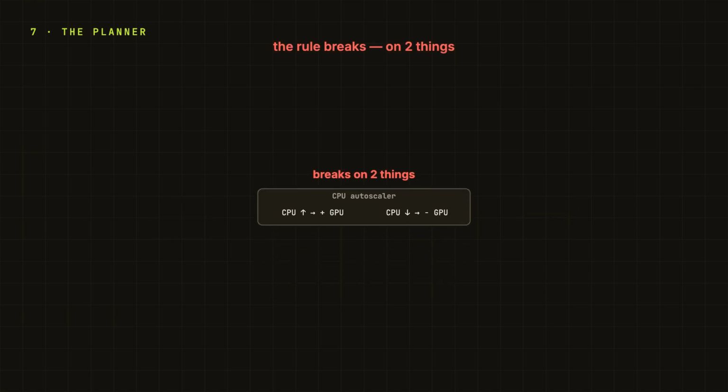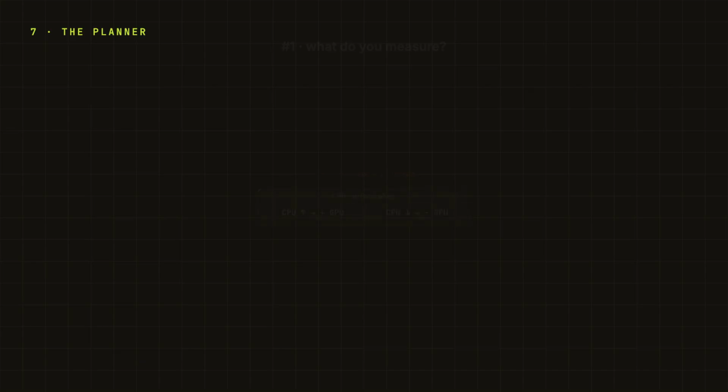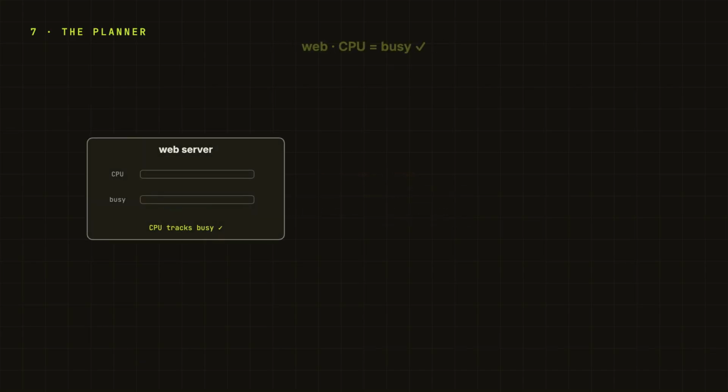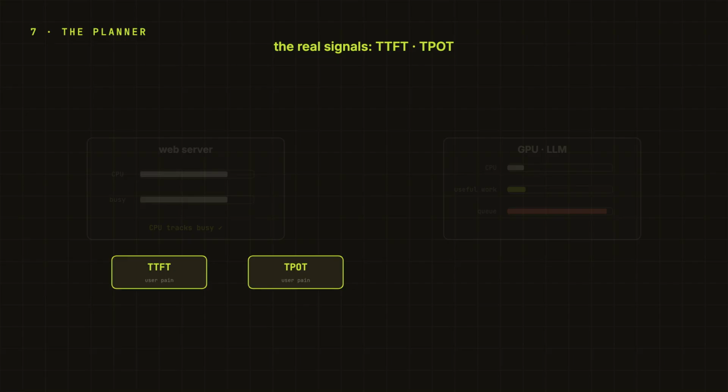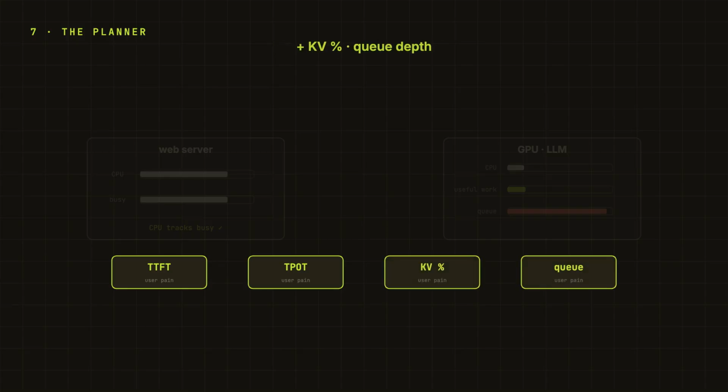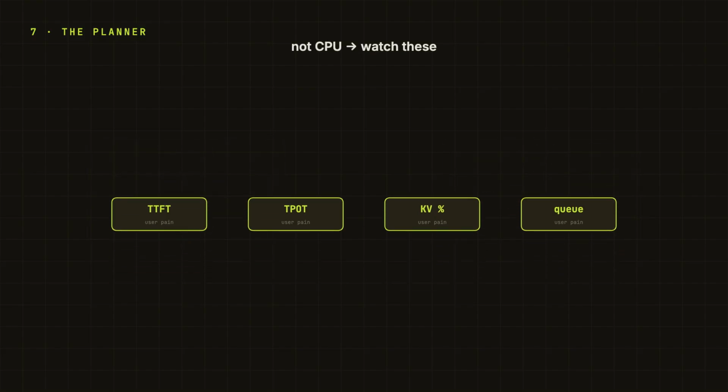But that rule quietly breaks here on two separate things. First, what do you even measure? On a normal web server, CPU is a great stand in for how busy am I. On a GPU running an LLM, CPU is a bad proxy. The GPU can look busy while doing barely useful work, or look calm while its queue is on fire. The signals that actually track user pain are the two clocks from the last video: time to first token and time between tokens, plus how full the KV cache is, and how deep the queue is. So an LLM autoscaler isn't watching CPU, it's watching those. It's a planner watching the things a user actually feels.